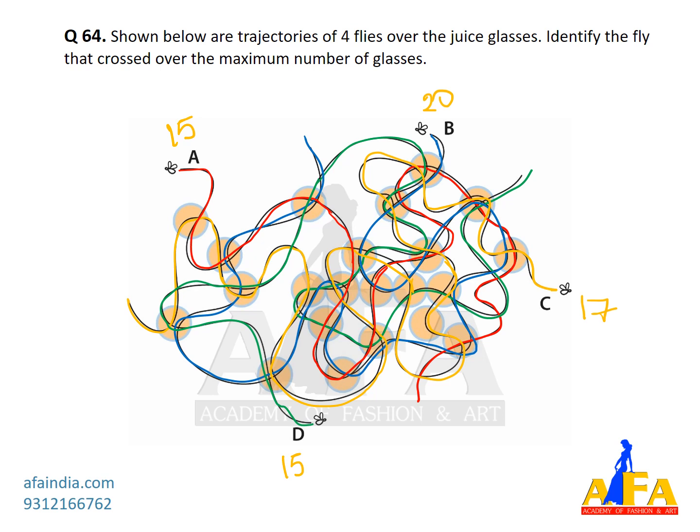So as you can see in this image, I have shown the various paths of the flies. According to this, fly B is going through the 20 glasses. So the answer is 20. Sorry, the answer is B option.